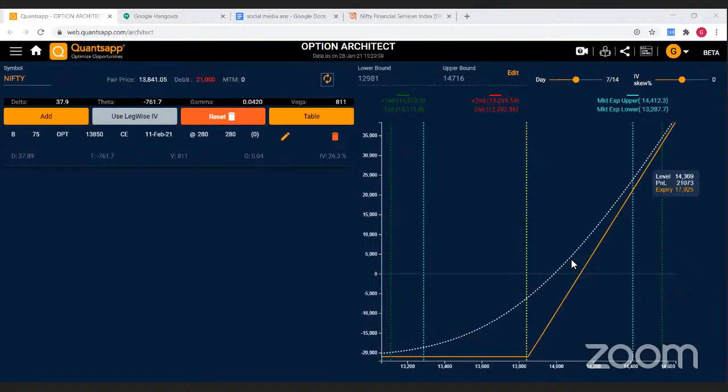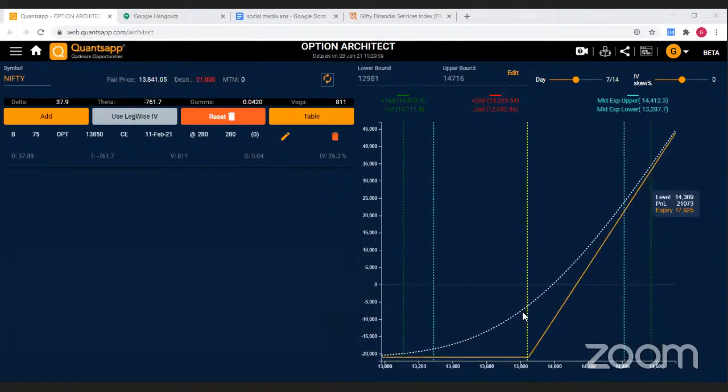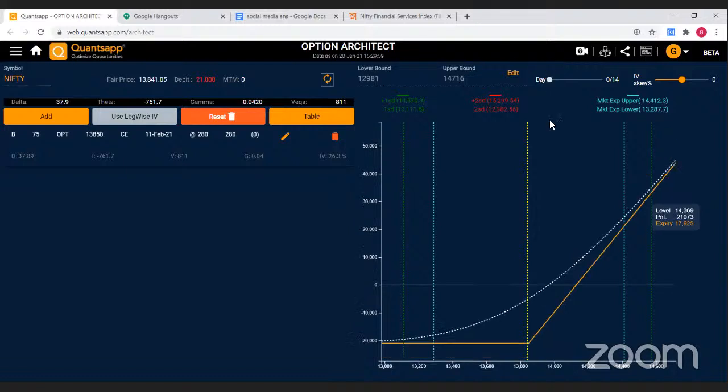And I also forgot to take the IV in the scenario analysis. Thank you, Mr. Shetwang, for asking this question. So this is the option payoff for today, and we have seen how the payoff will be on the different days. Now we're gonna see, one second.